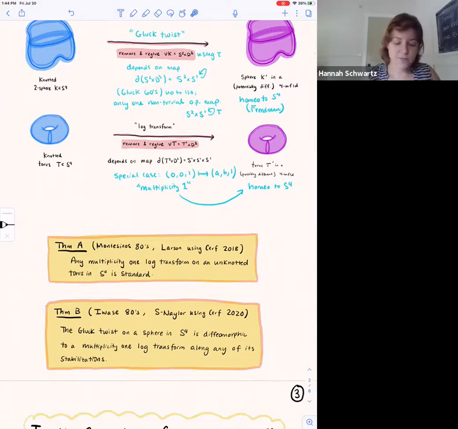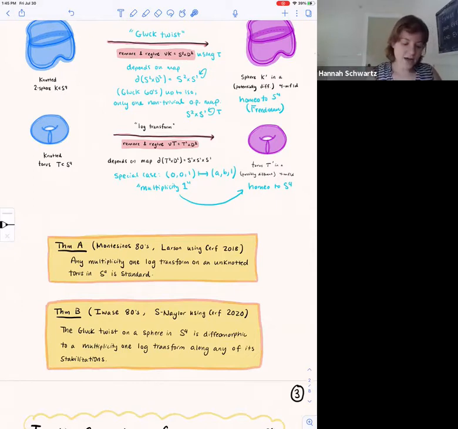Okay, so the second theorem is one that was also initially proved in the 80s by Iwase. But in Patrick and my paper, we also offer a new proof. So there's this parallel: both of these were first stated in the 80s and proved in a more modern way more recently. But this relates these log transforms of multiplicity 1 to Gluck twists.